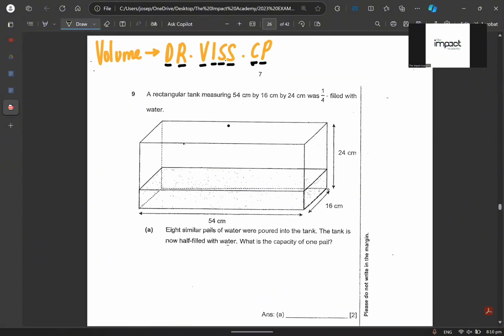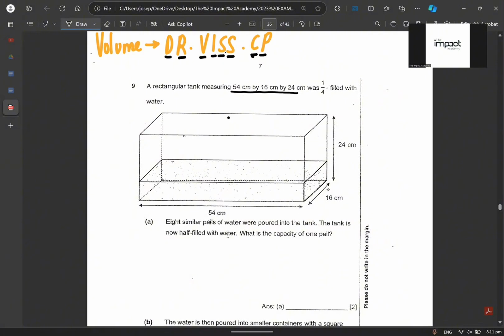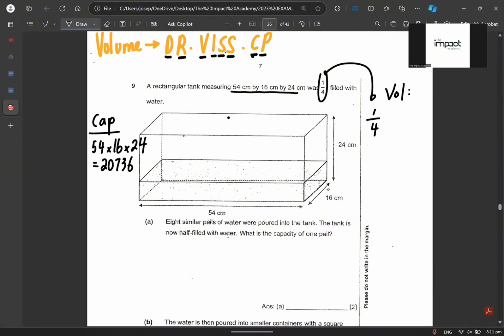So what you want to do first, obviously, you can see that this is the, what is this? This is the capacity. Am I making sense or not making sense? Right? 54 times 16 times 24. That is the first thing that we always want to do. What is capacity? Capacity means you fill it to its brim. Okay? So then it says 104 filled. Now, teacher Joseph loves to find the volume right now. The volume now is times 20736. We get to an answer of what? 5184 centimeter cube. Are you understanding or no?